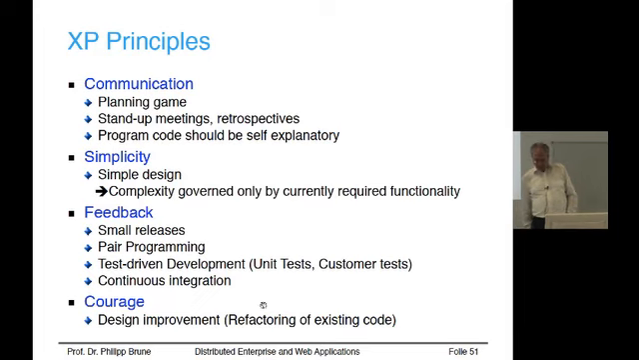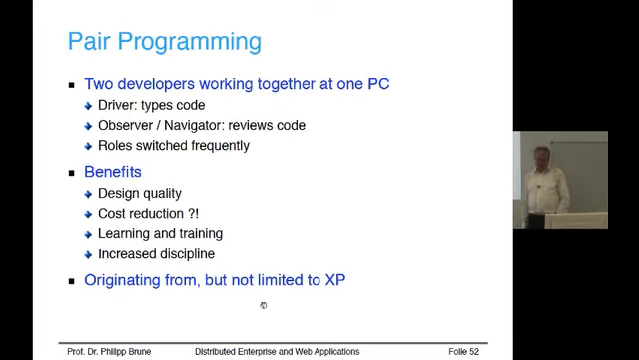Okay, pair programming. What is pair programming? Pair programming is probably one of the most discussed and most controversial topics in Agile. Pair programming means two developers work together at one workstation, at one PC, to implement something. Only one of them has the keyboard and is actually coding. It's called the driver.